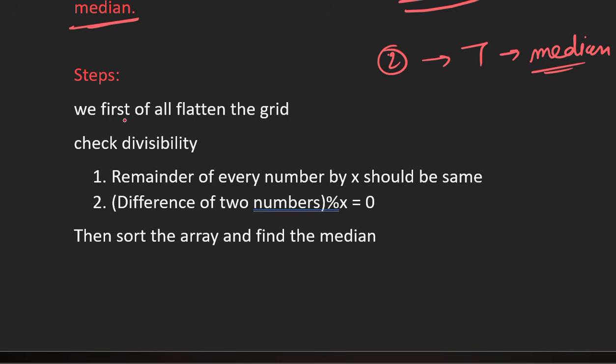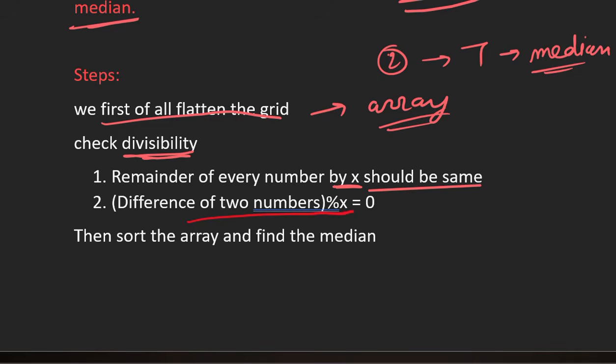So what we do is, first of all, we flatten the grid into an array. We store all the numbers of the grid into an array, then we check the divisibility condition. The first method is, we take the remainder of every number by x, and those remainders should be the same, then only it is feasible to convert all the numbers to a particular number. The second method is the difference of two numbers. The difference of two numbers modulo x should be equal to 0. So we can check the feasibility condition by either one of the methods.